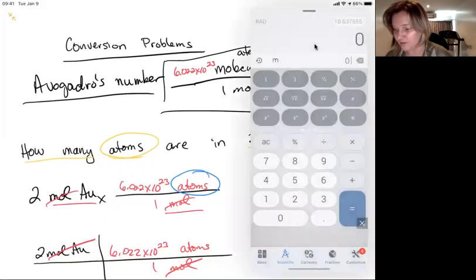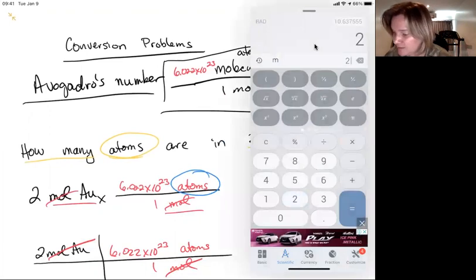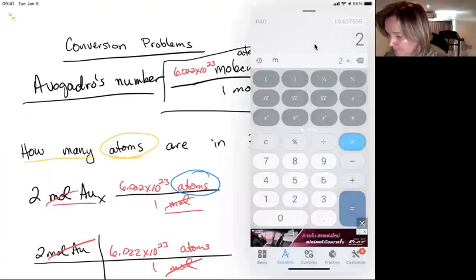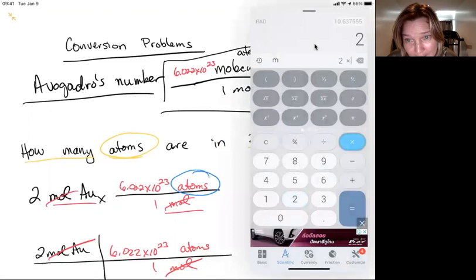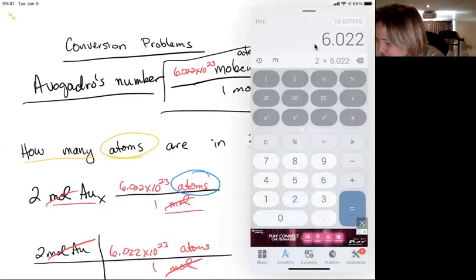There we go. Okay, let's see. So I've got 2 times, let's try 6.022 times 10.